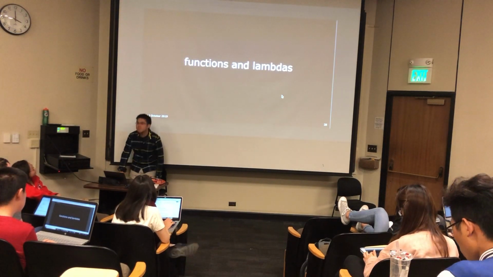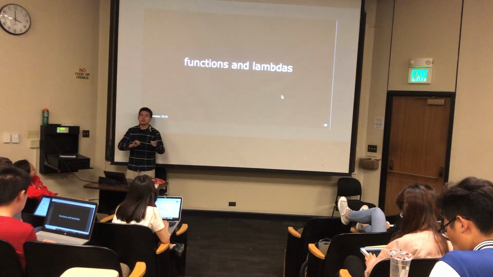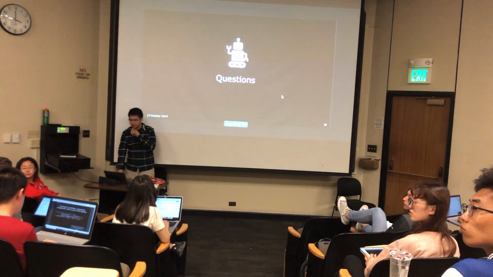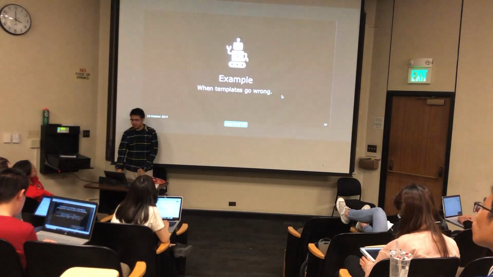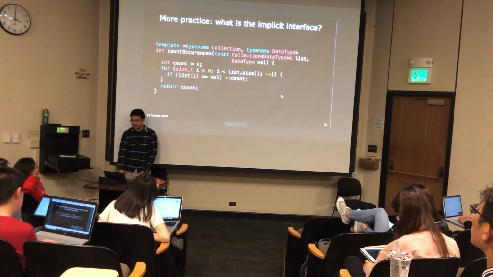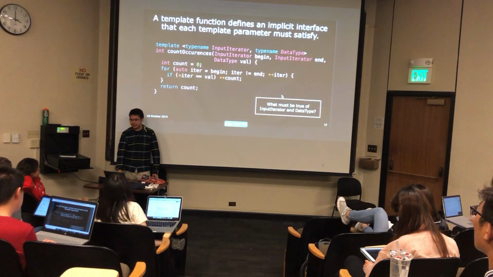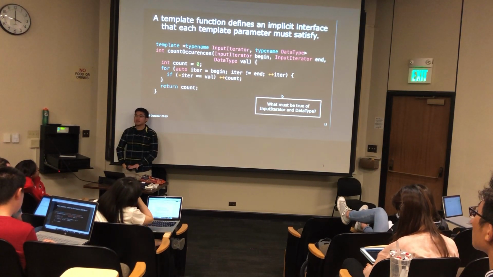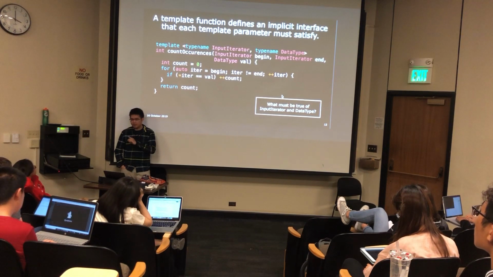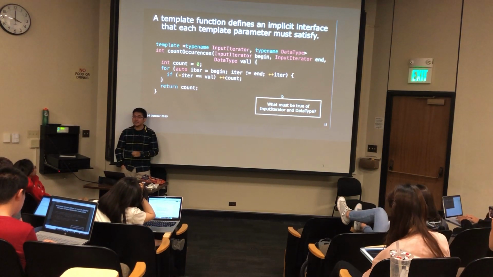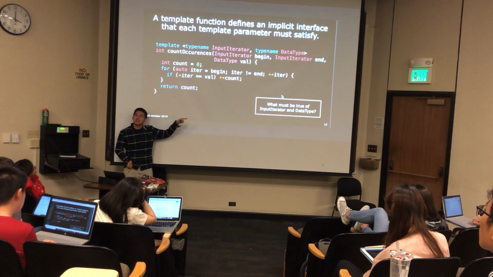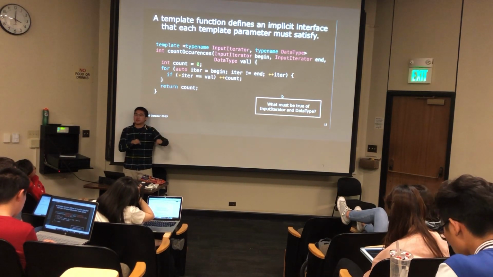Okay, cool. Let's do some questions. Yeah. Can you explain the difference between implicit and explicit description of data? Sure. So here, looking at this code, we just try to figure out what the implicit interface is. Right? We try to figure out what requirements have to be true about input iterator and data type. But it's not explicitly written on here. You have to actually go to the function, go step by step, figure out what has to be true about these templates.